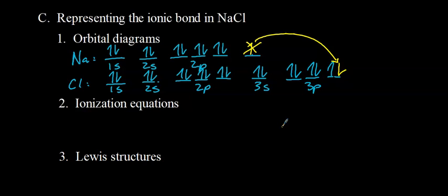So what happens as a result of this transfer of electrons? Well, sodium loses an electron, and because of that, it develops a positive charge. Chlorine gains an electron, and because of that, it develops a negative charge. And what do positively charged and negatively charged particles do to each other? Well, they attract, so these two ions are going to stick together and form what is called an ionic bond. All right, let's show the same thing, this time using ionization equations. Let's start off with the ionization equation for sodium.